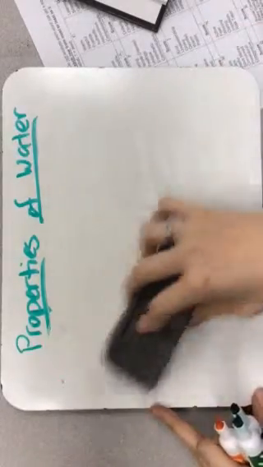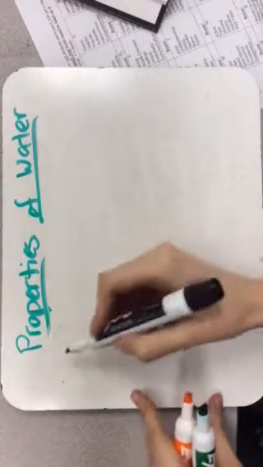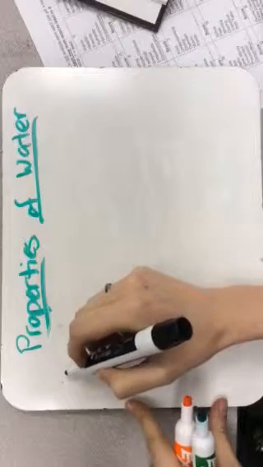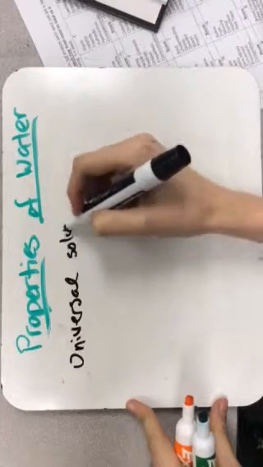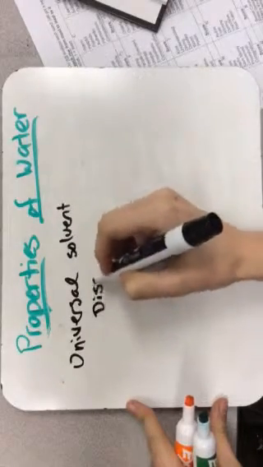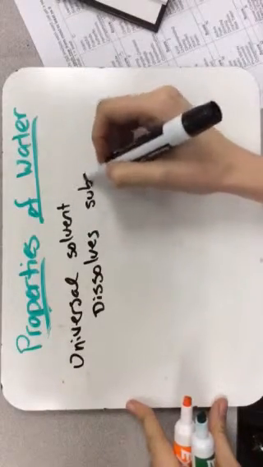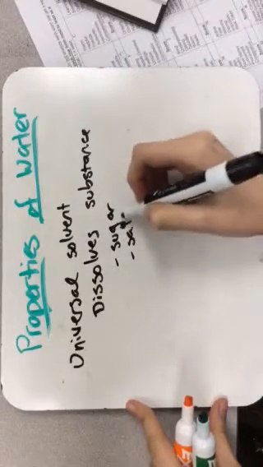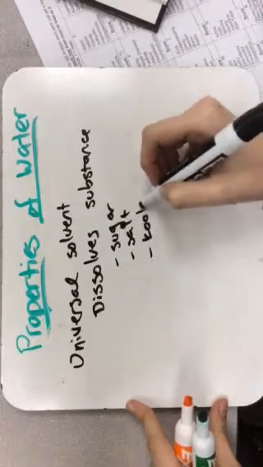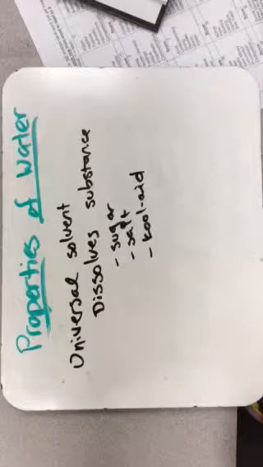Now, in addition to having very strong connections, you need to know that water is a universal solvent. And what that means is that it's very good at dissolving many substances. It can dissolve sugar, salt, Kool-Aid if you want. It can dissolve many different things. It cannot dissolve everything, though. It really depends on the properties of the substance you are trying to dissolve.